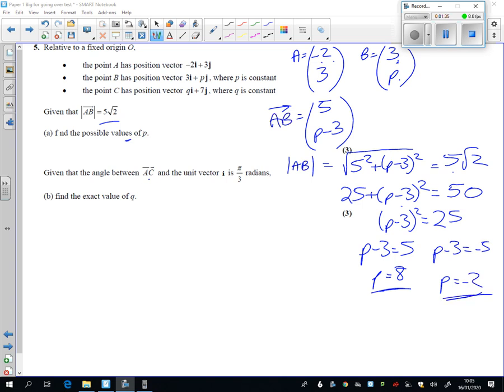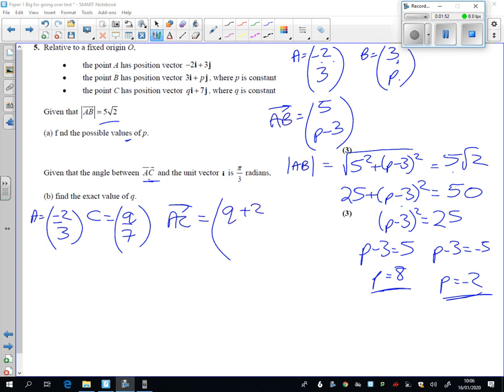The second part is looking at the vector from A to C. So let's work out what that is in the same way we did A to B earlier. So from A to C is from here to here, q minus minus 2, I've got q plus 2 here. From 3 to 7 is 4. And we're asked about an angle this time, so I'm going to draw a little picture for this one.